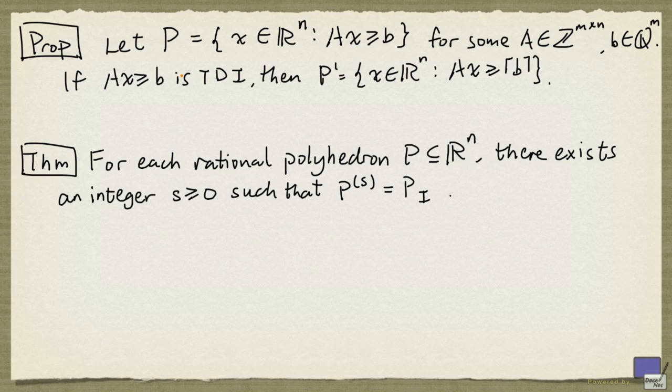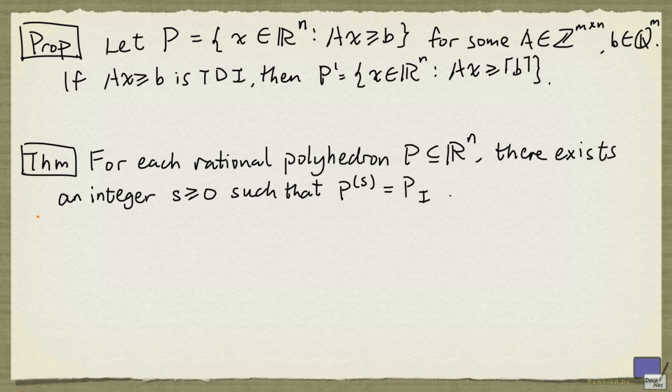It basically says that there's a way to describe P prime with a system of linear inequalities. So suppose that P is the set of X in Rn satisfying Ax greater than or equal to B, where A is an m by n matrix with integer entries, and B is an m tuple with rational entries. If the system Ax greater than or equal to B is TDI, then P prime is the set of X in Rn satisfying Ax greater than or equal to the ceiling of B. So here, this is a vector obtained from B by taking the ceiling function on each entry of B.